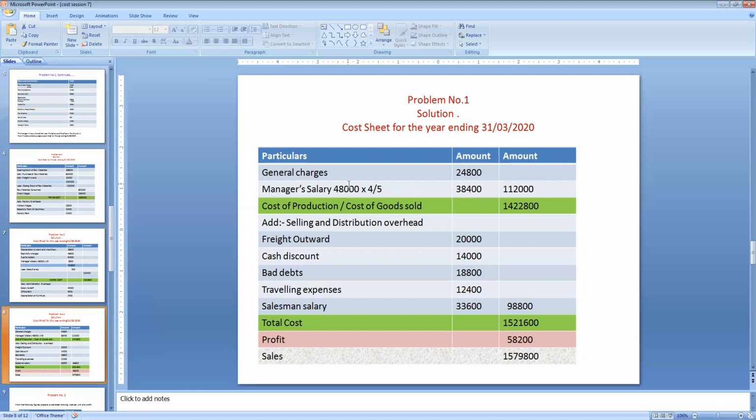office overheads. This has to be added to the works cost. So it comes to the total of 14,22,800. This is considered as the cost of production.